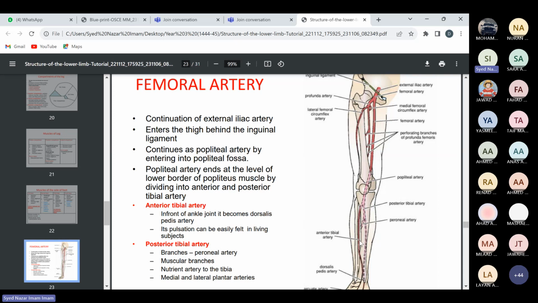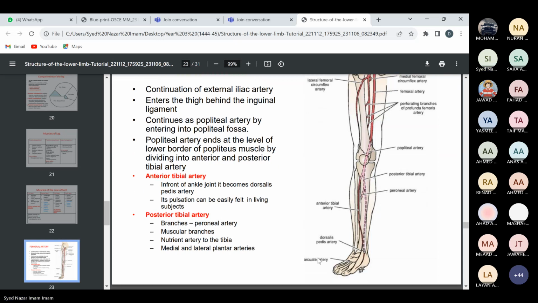Anterior tibial artery goes to the anterior compartment. Posterior tibial artery goes to the posterior compartment, and at the bottom, the anterior tibial artery continues as the dorsalis pedis artery. This is again very important because this we use for the peripheral pulse. Dorsalis pedis artery, which is continuation of the anterior tibial artery.